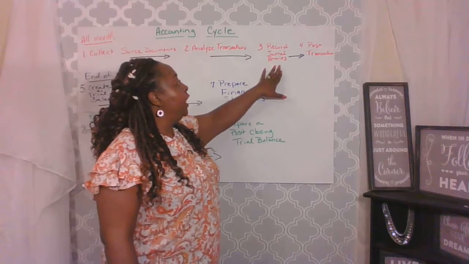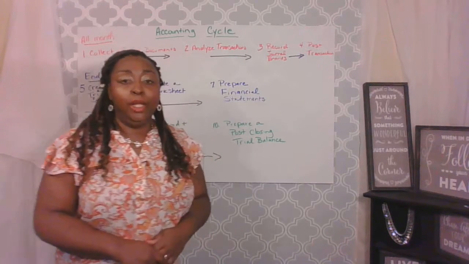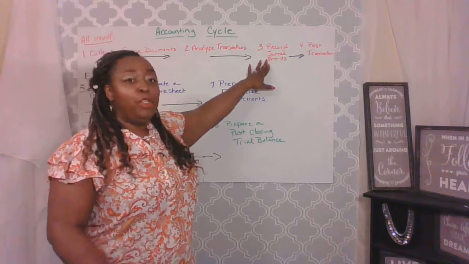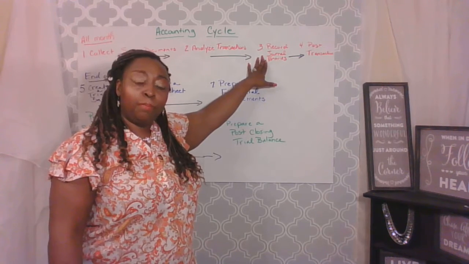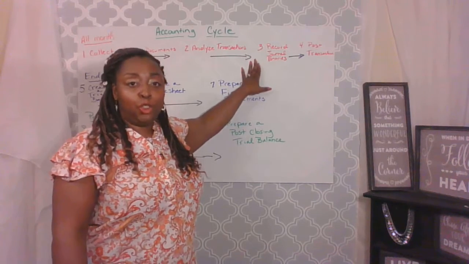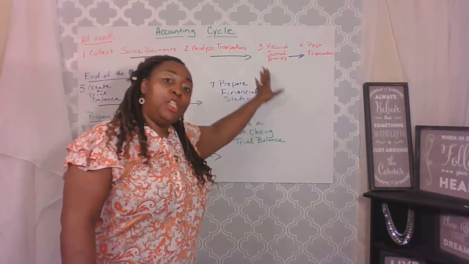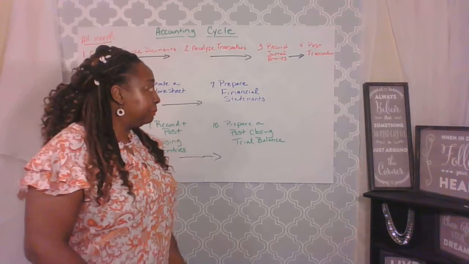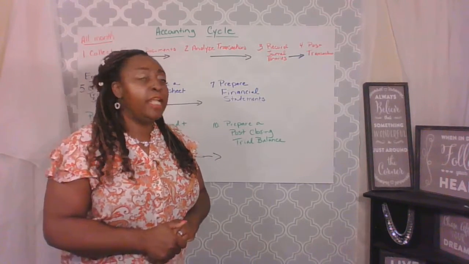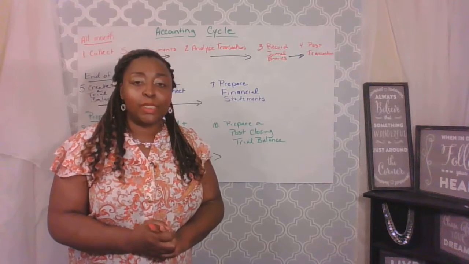Step three is recording the journal entry or recording the transaction. So this is where they use the general journal. I usually have them say, what form do we use here? The general journal. What is that? GJ. We review all of that. And then we have the last step in the first part, which is posting.